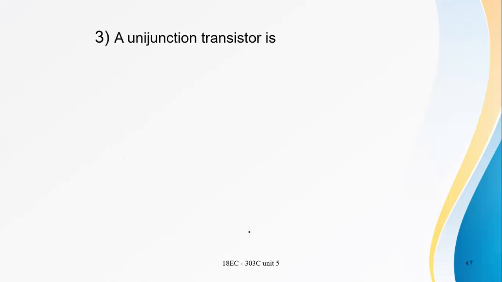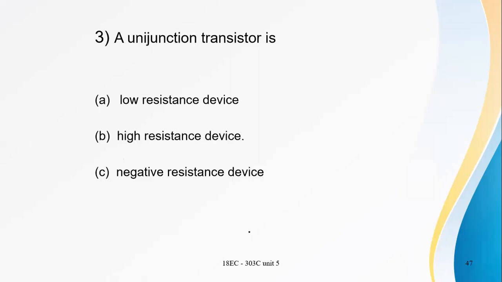And next question: a unijunction transistor is option A low resistance device, option B high resistance device, C negative resistance device, and D inductive device. That is negative resistance device. It has a negative resistance region. Negative resistance device means the current is increasing when the voltage is decreasing.